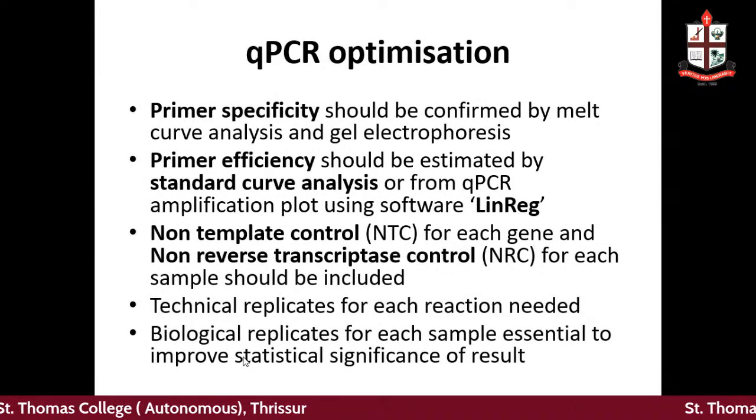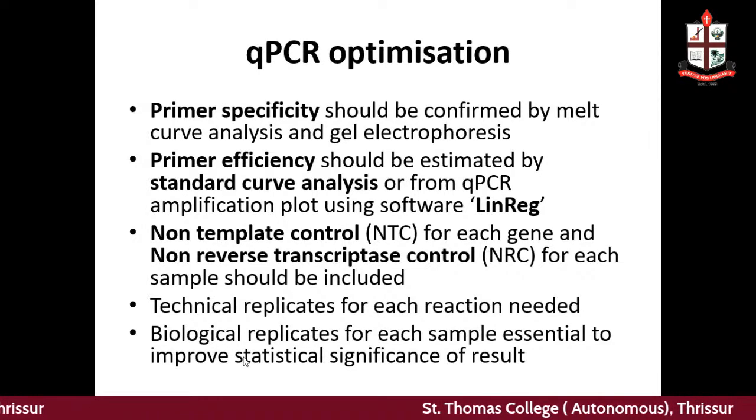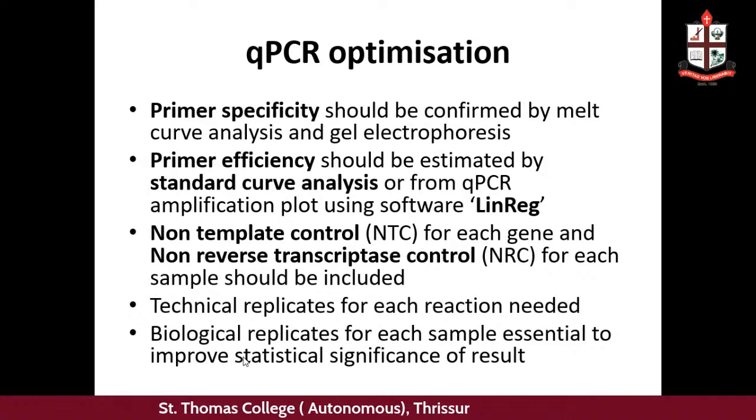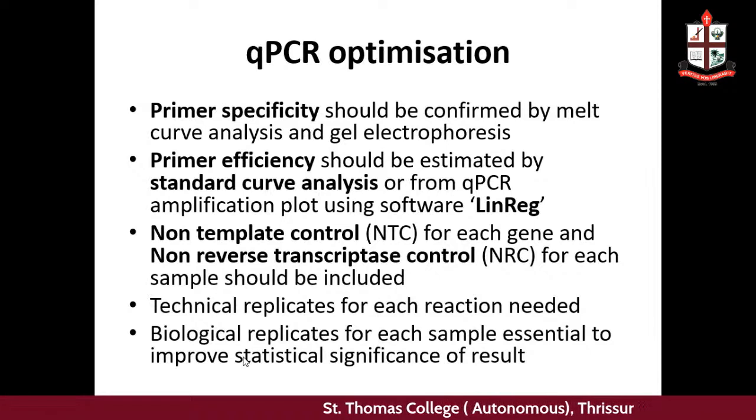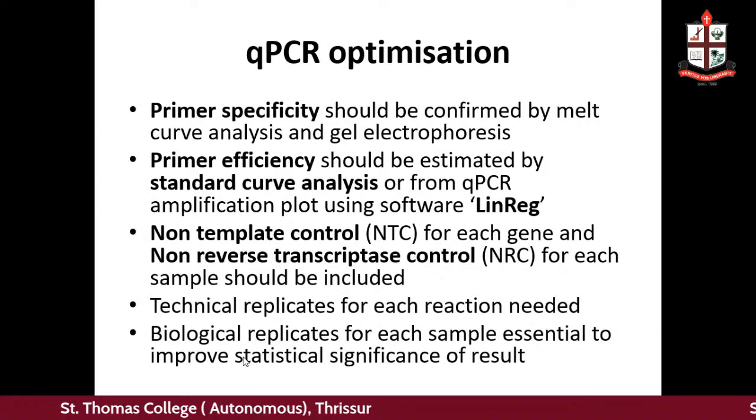Then the qPCR optimization is also important. When you do qPCR, you have to do many other analyses also, so that you can ensure your qPCR is perfect. So one thing is primer specificity. That is the primer that you are using. If you are using SYBR chemistry, this is very important. The primer specificity should be ensured. That is, there is no primer dimer, and also the primer is not binding to unintended targets.